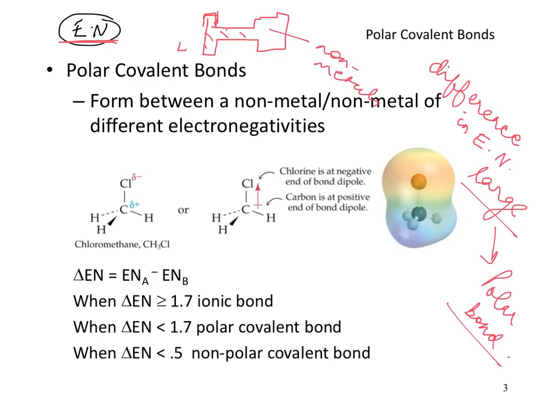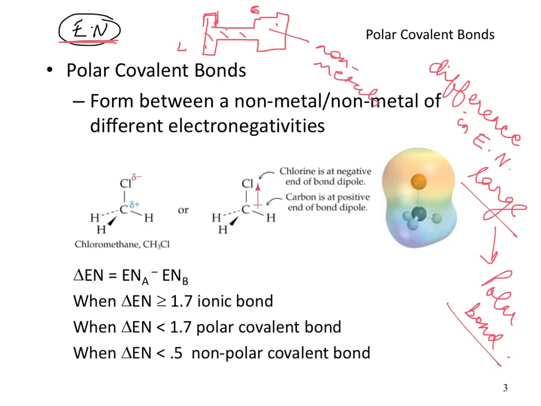So polar bonds do require the presence of a greater amount of a difference in electronegativity. That means that maybe one of the combining atoms would be something like carbon, and there would be another one which would be something like fluorine. So that would be considered a polar bond.